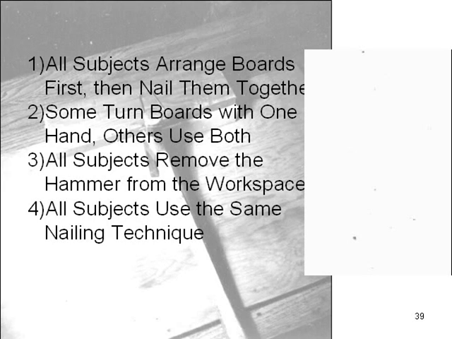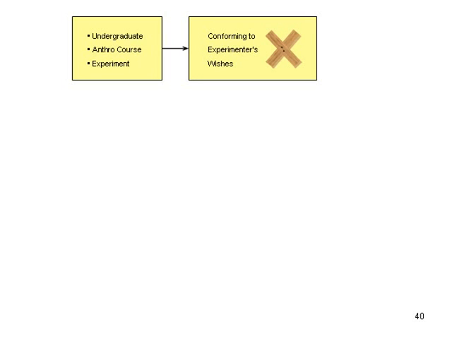Okay, now let's undertake a PCT analysis of what we've just seen. At the system level, every subject is controlling a perception of being an upper division undergraduate enrolled in my introductory anthropology course and voluntarily participating in an experiment in cultural anthropology. At the level of principle, everyone is controlling for the value of conforming to the experimenter professor's wishes, conveyed by the presented display and the recorded voice, to nail the boards together in the form of an X.